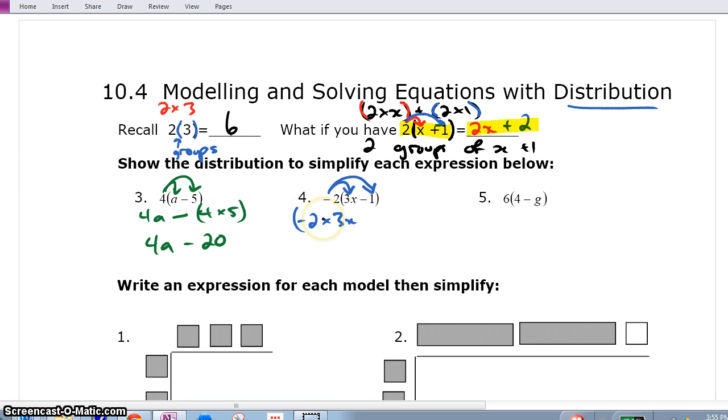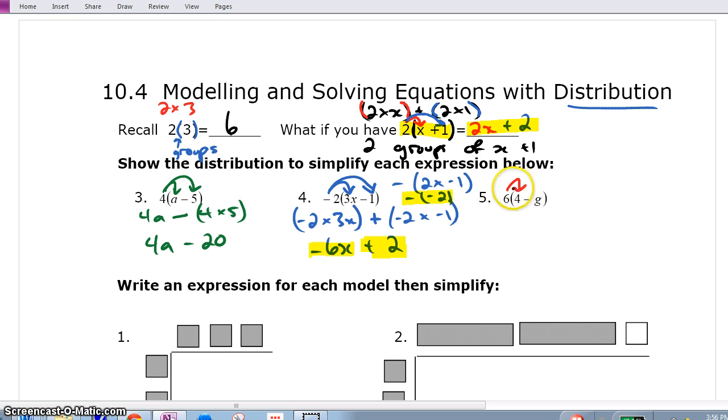We have negative 2 groups of 3x, and I'm going to say we also have negative 2 times negative 1. Yeah, you might think of this differently, but we're going to make sure your signs end up the same way. So we have negative 6x's plus 2. Now if you said we were going to take away 2 times negative 1, you'd be taking away negative 2. So either way, it's going to work out that we have negative 6x plus 2. If you're taking away negative 2, that's the same as adding 2. So watch the sign on that one.